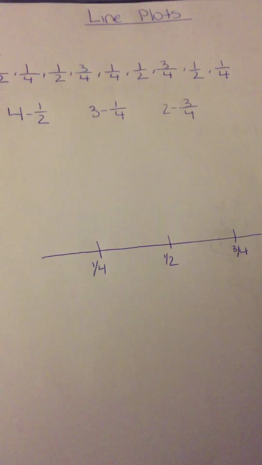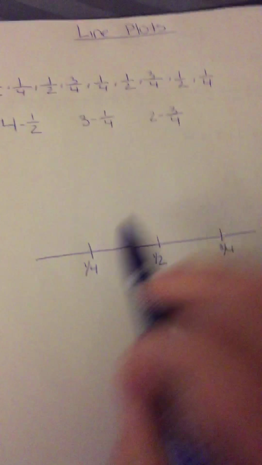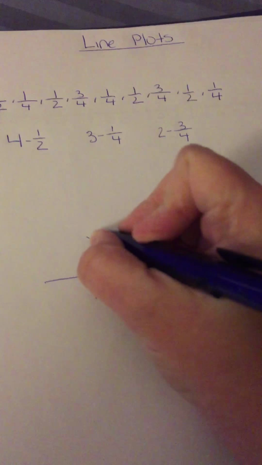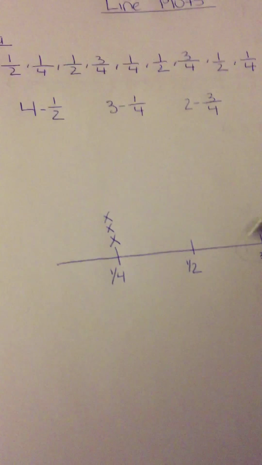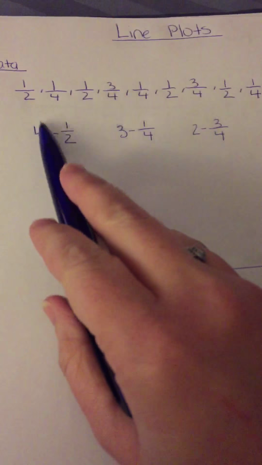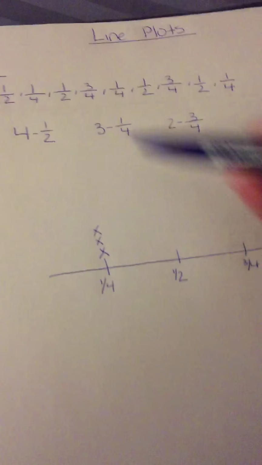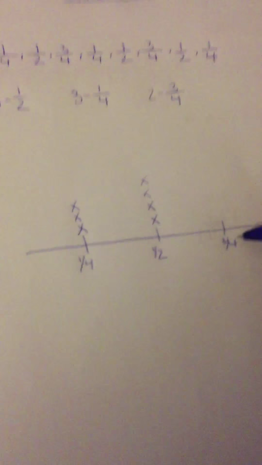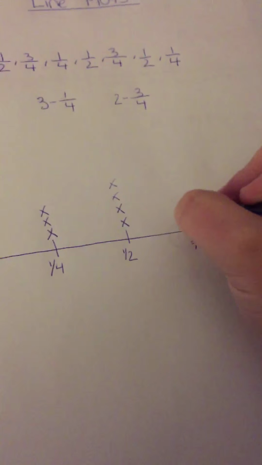Now we're going to add to the line plot the frequency of each of these numbers. Well, we had seen 1/4 listed 3 times in our set of data. So I'm going to put 3 X's above my 1/4, telling me that the 1/4 was written 3 times in my data. The 1/2 was written 4 times, so I'm going to use 4 X's. And the 3/4 was written twice.